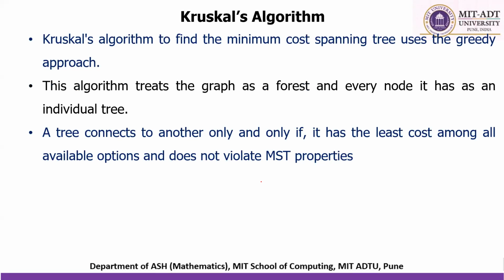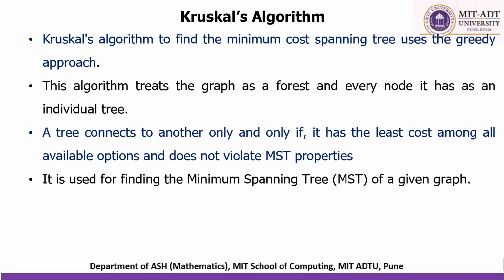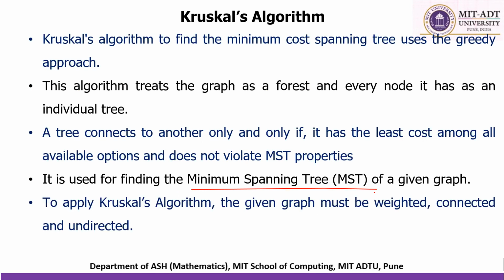A tree connects to another only and only if it has the least cost among all available options and does not violate the MST property. It is used for finding the minimum spanning tree of a given graph. To apply Kruskal's algorithm, the given graph must be weighted, connected, and undirected.